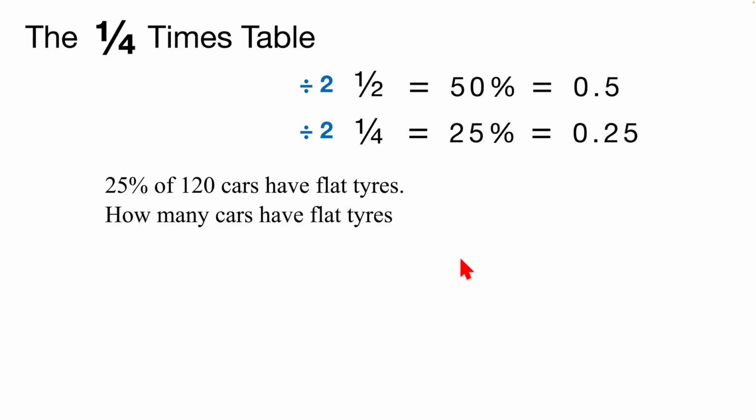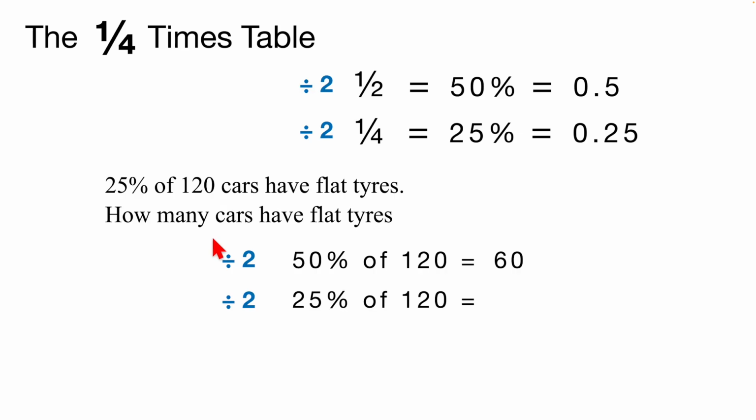Can we go any further? Well, let's look at 25% of 120 cars have flat tyres. How many cars have flat tyres? Well, divide by 2, 50% of 120 is 60. Divide by 2 again, 25% of 120 is 30. Very quick. Not doing any multiplication here, all we're doing is dividing by 2. What else do we have?